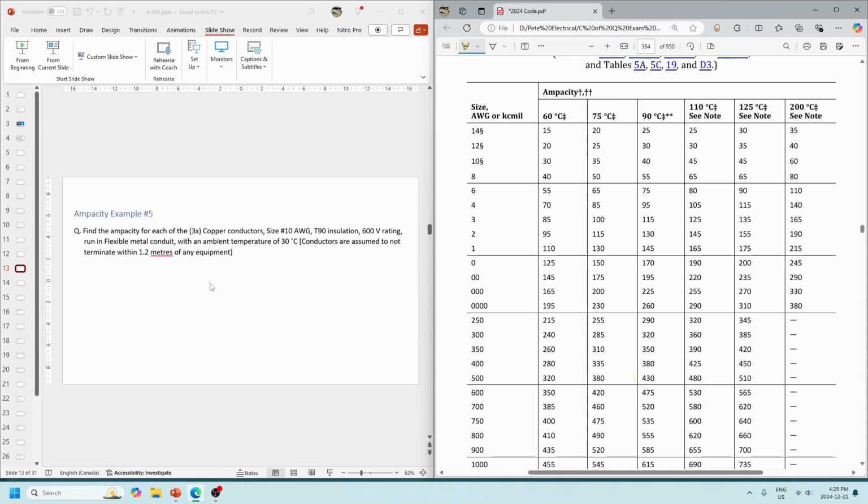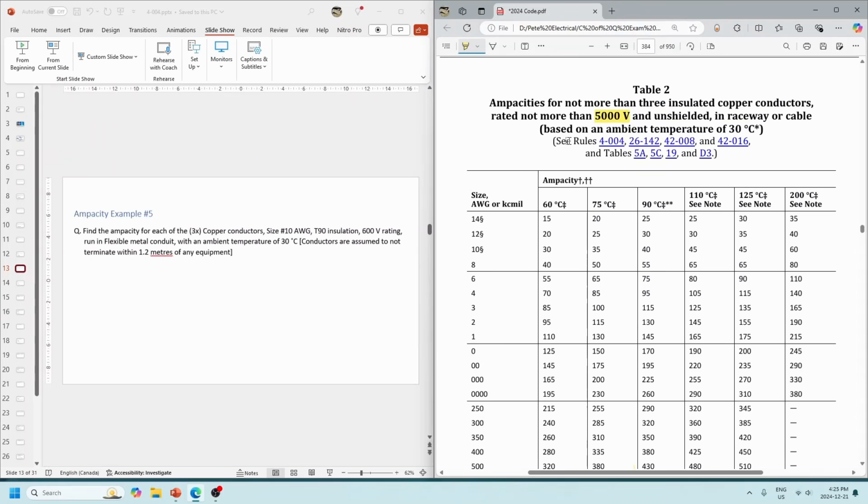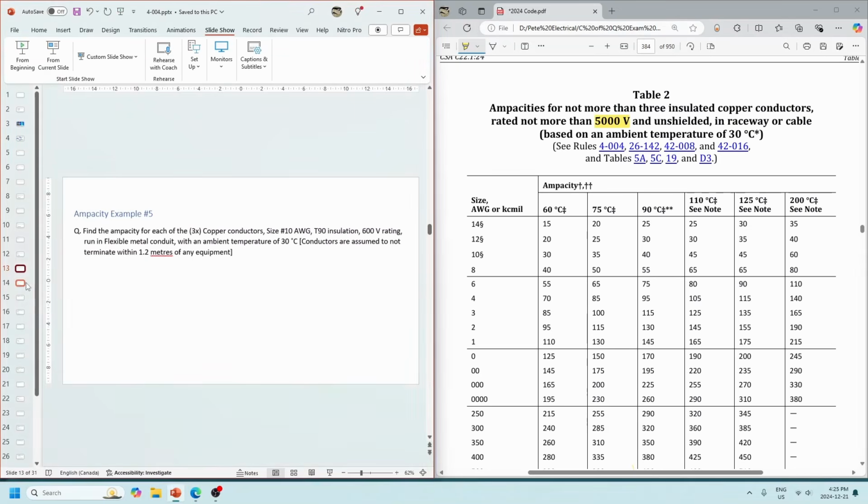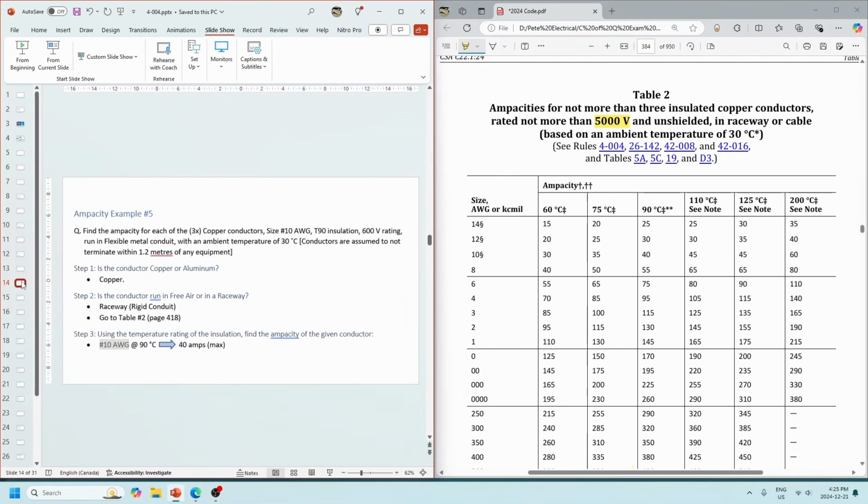So we're looking at copper, and this is in a conduit again. So again, we're in table 2. Most of the time, the answers will be in table 2. So we're looking at number 10, and the insulation is 90 degrees. So we're looking at 90 degrees here. Number 10s are good for 40 amps max. Okay, again, this doesn't take into account the 80% rule or anything like that. This is the maximum amount of current that you can push through these conductors.